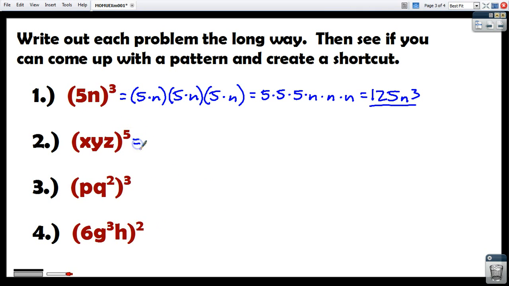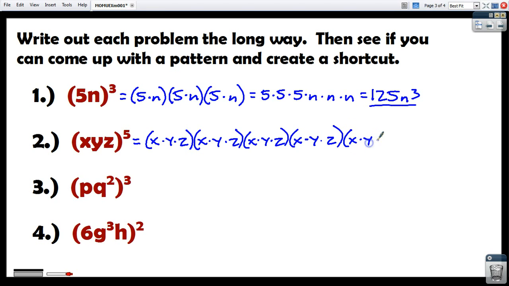And we'll start number 2 together. Once again, we've got a multiplication problem, x times y times z, and we're taking that problem times itself 5 times. So if we repeat that, we get something that looks like this. So what I'd like you to do from here is take this, and again, since it's all multiplication, I'd like you to use the commutative property of multiplication. And in fact, let's just put this down here and start regrouping things.